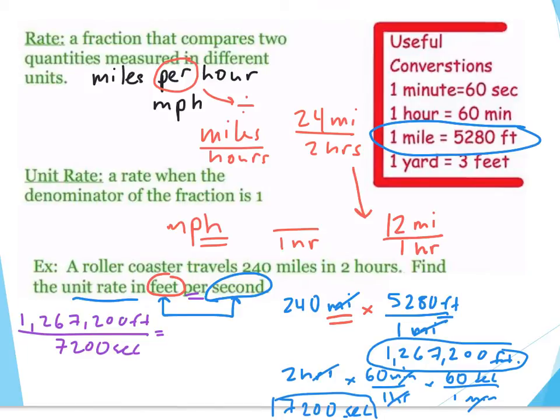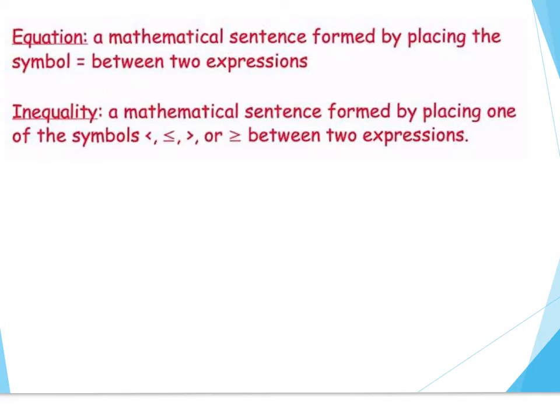So again, if I take 1,267,200 and divide that by 7,200, that's going to give me 176 feet per second. And that is the unit rate. That is how many feet that roller coaster is traveling every second. So again, this is just an example, an application of using these verbal phrases as mathematical operations.